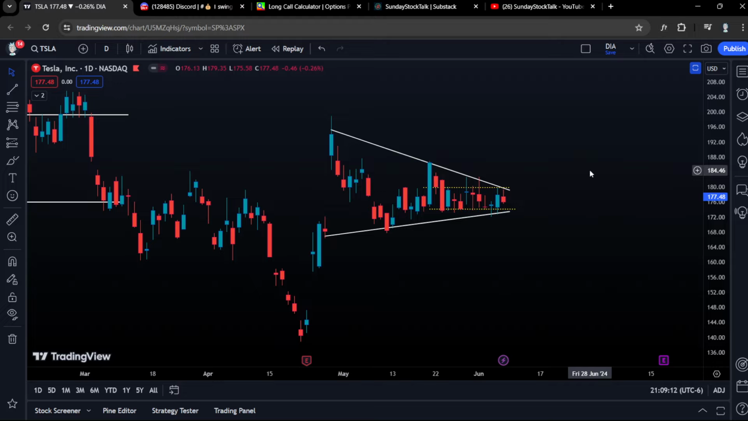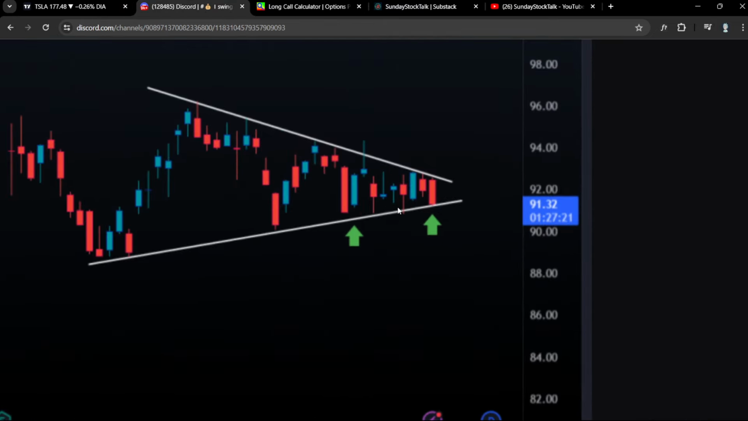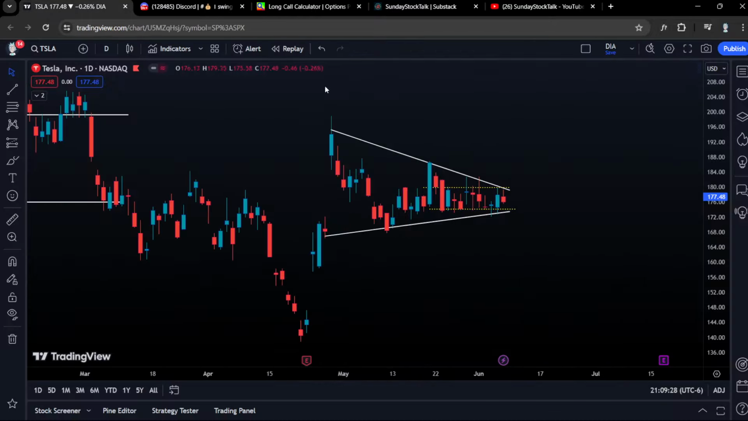So the perfect entry would be right in at the level of support. So tomorrow, if we have a red day, I want to buy in right at the support, just like what we did with Nike. We got in at the support, and then we're still trading sideways. So we still have some more time for Tesla to trade sideways right here.